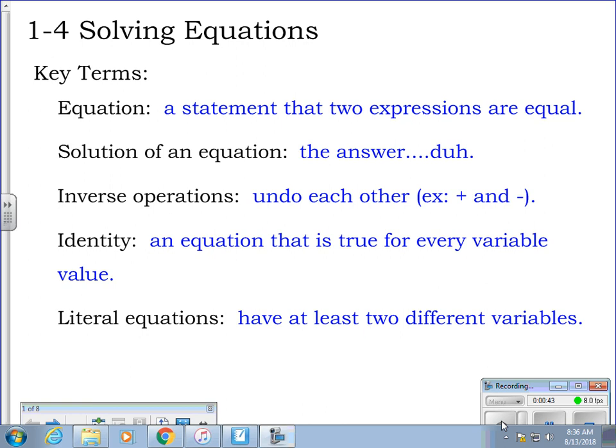Inverse operations. The key to solving an equation, and the key to doing almost anything in math, is using the opposite to undo something. If you have an addition on one side, you want to get rid of the addition. With x plus 5, you subtract. Do the opposite. The most important thing to remember is if it's equal, it's in balance. As long as you do the same thing to both sides of the equation, you maintain that balance.